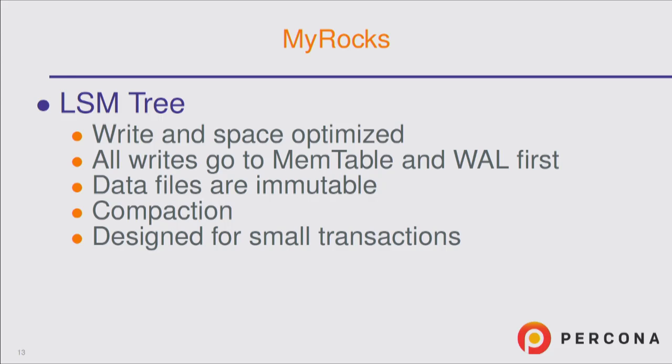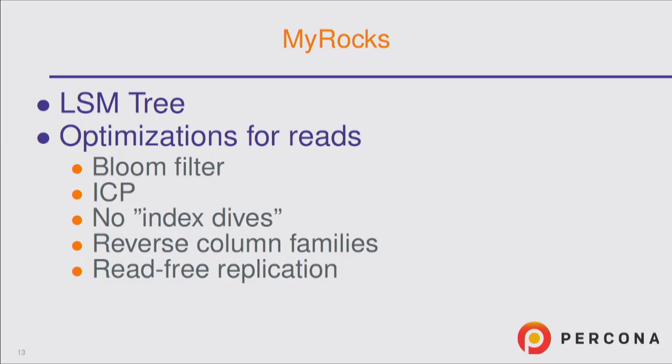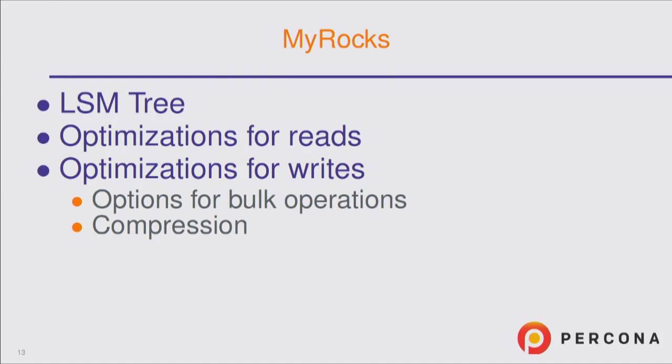It's also designed for small transactions. All writes go to the memtable and all is in memory, so you cannot change gigabytes of data in a single transaction. It has optimization for reads, like the Bloom filter, which tells you whether you need to go to disk, so you can get data without reading. It has reverse column families, so you can have descending indexes even in 5.6. It also has read-free replication. It has options for bulk operations and very good compression.